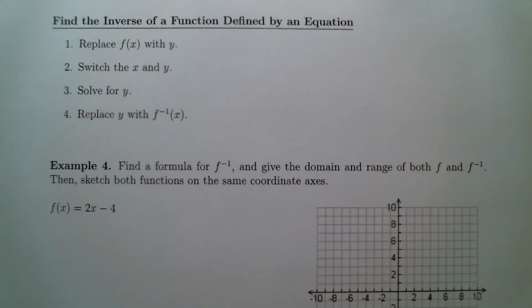Then you can go ahead and switch the x and the y. Third thing you're going to do is solve for y, and then finally you're going to replace y with f inverse of x. That's all you have to do. Replace f of x with y, switch the x and y, solve for y, and that will give you your inverse function. In the last step, when you're replacing y with f inverse of x, you're just using your inverse notation.